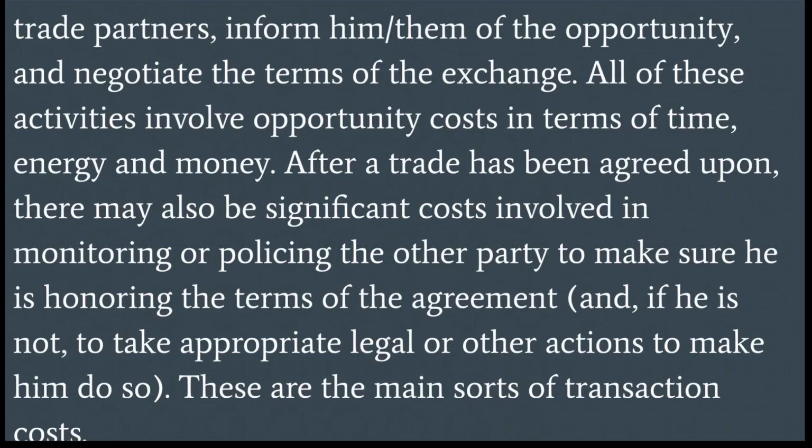After a trade has been agreed upon, there may also be significant cost involved in monitoring or policing the other party to make sure he honors the terms of the agreement, and if he does not, to take appropriate legal or other actions to make him do so. These are the main sorts of transaction costs.